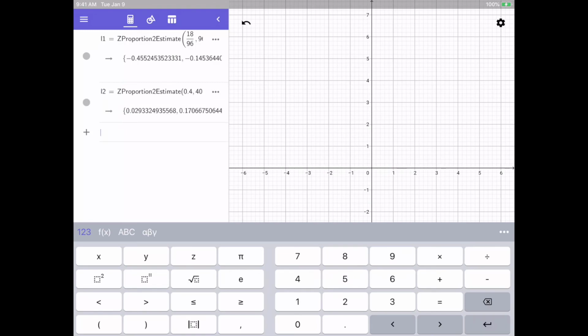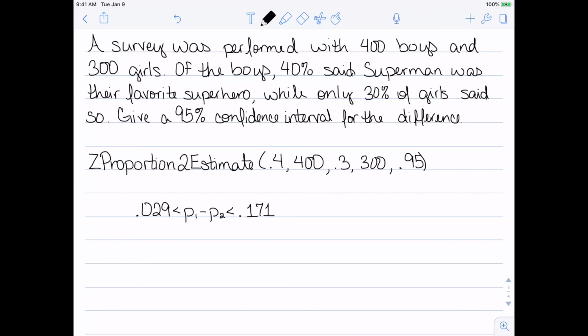So we have that it's between 0.029 and 0.171. So the difference is somewhere between 2.9% and 17.1%. Since these are both positive, we can definitely say the first group is larger, so out of this population and this group of kids, the boys preferred Superman more than the girls.